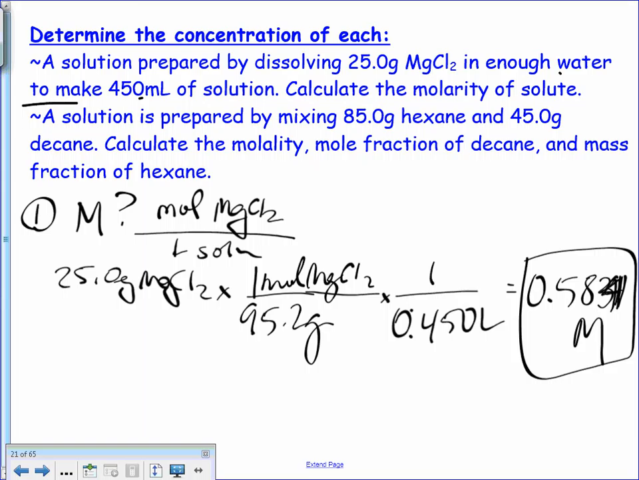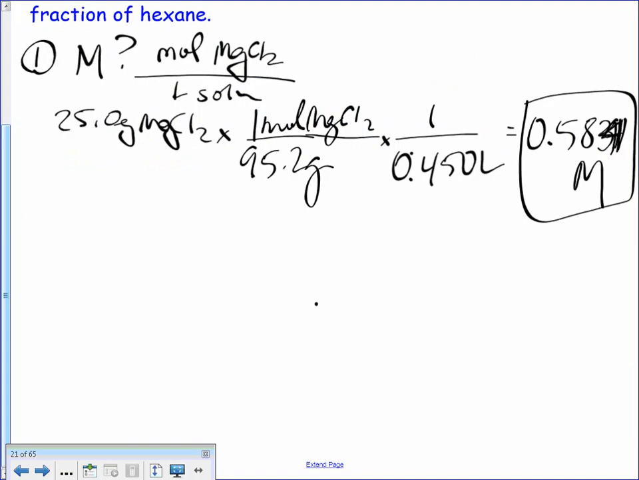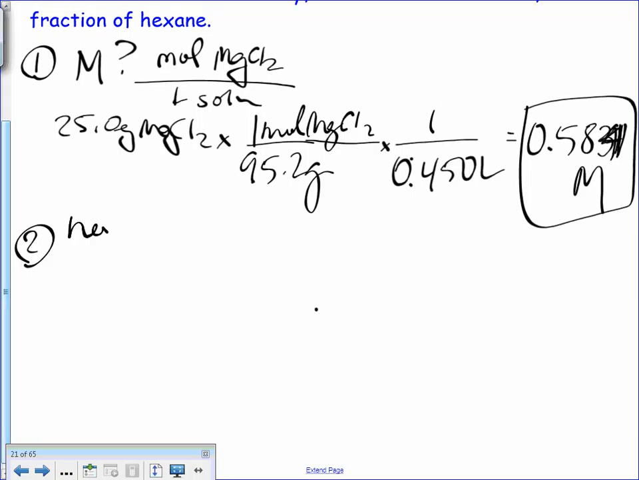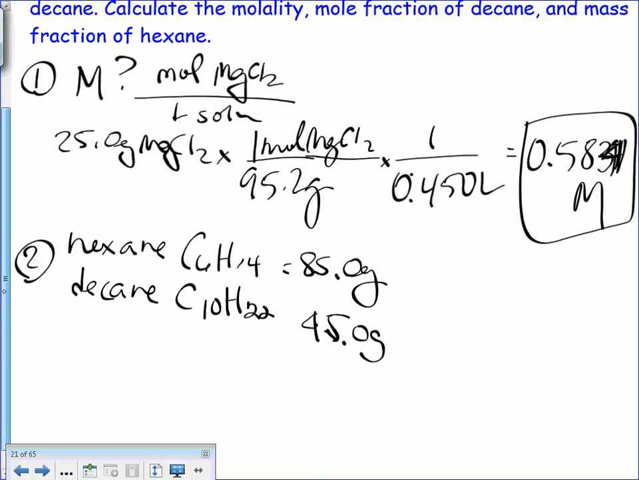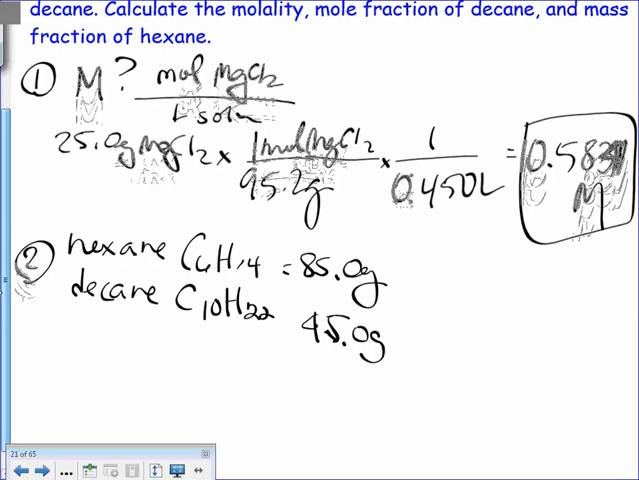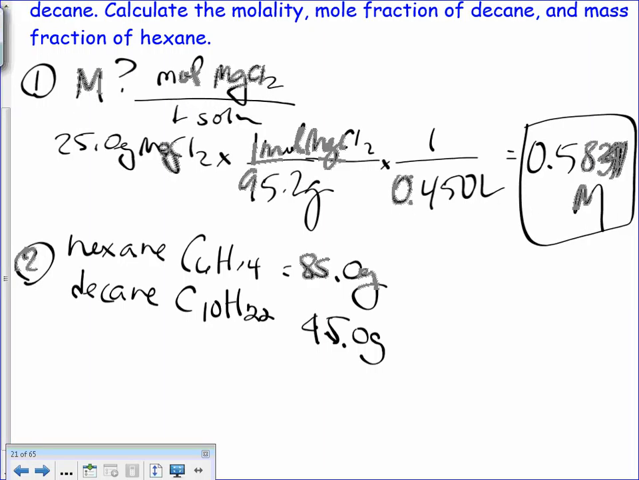Solution prepared by mixing 85 grams of hexane and 45 grams of decane. What's hexane's formula? Hexane is C6H14. Is everybody clear on how to get your formulas for alkanes? 2n plus 2 is how you get your H. Decane is C10H22. 85 grams of this and 45 grams of this? Yeah, okay. So calculate the molality, mole fraction, and mass fraction, or mass percent in this case, okay?